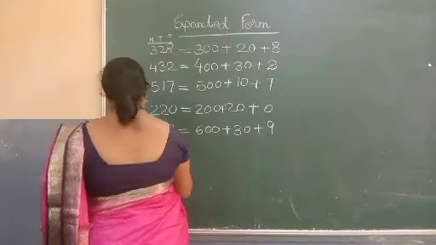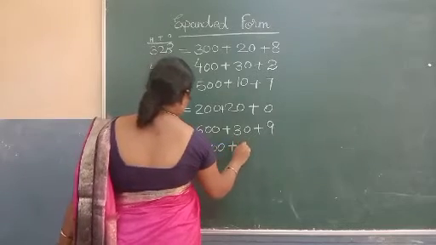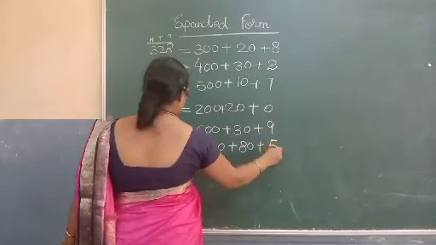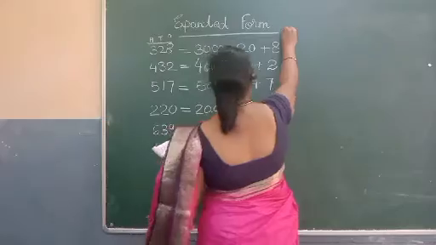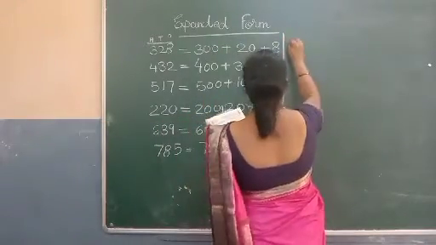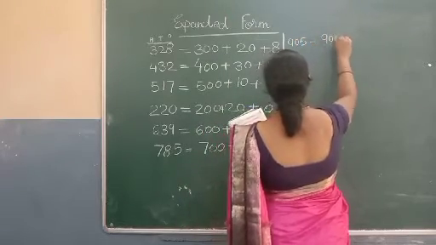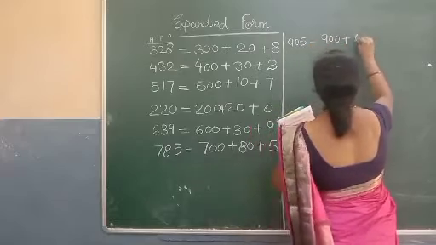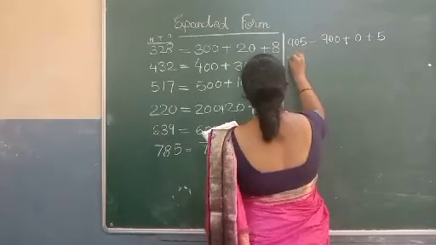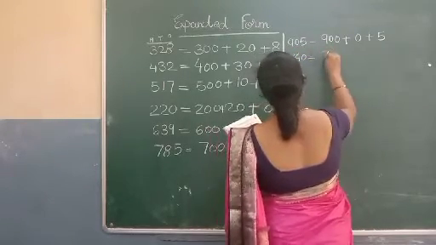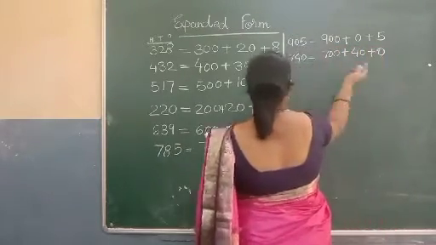Now next, 785 is 700 plus 80 plus 5. Okay. Next, 905 is equal to 900. 0 has no place value, so you can write here 0 and 5 ones like this. 740 is 700 plus 40 plus 0, because 0 has no placeholder.